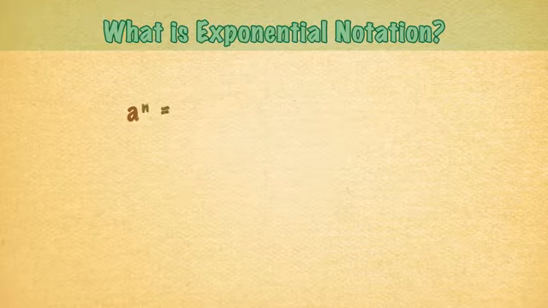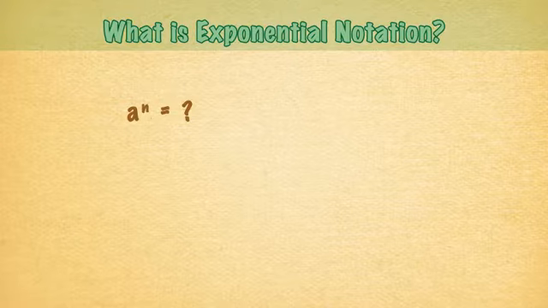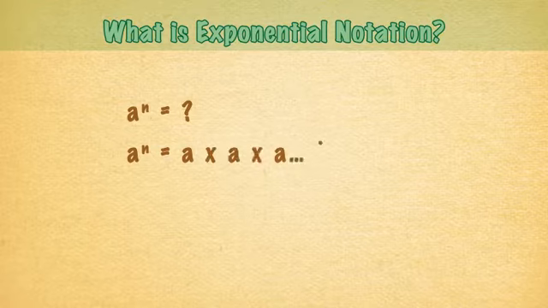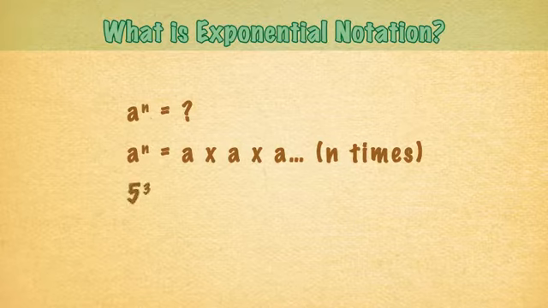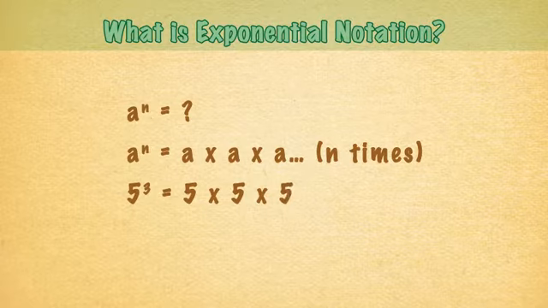Now that you know how to write an exponent as a base raised to a power, you should know how to solve exponentials. In order to solve something in exponential form, all you have to do is multiply it out like you used to. For example, 5 to the 3rd power is equal to 5 times 5 times 5. When you multiply it out, you will find that 125 is a solution.